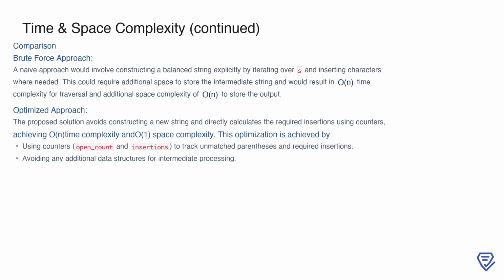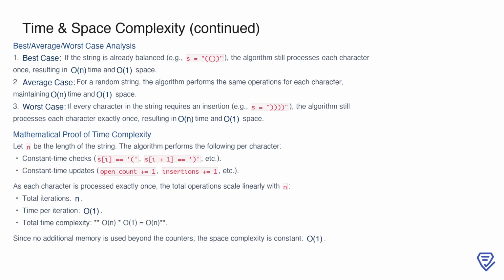By using counters like open_count and insertions, it calculates the required insertions directly while processing the input string in place. This eliminates the need for auxiliary data structures, achieving both O(n) time complexity and O(1) space complexity. In terms of best, average, and worst-case scenarios, the time and space complexity remain consistent.